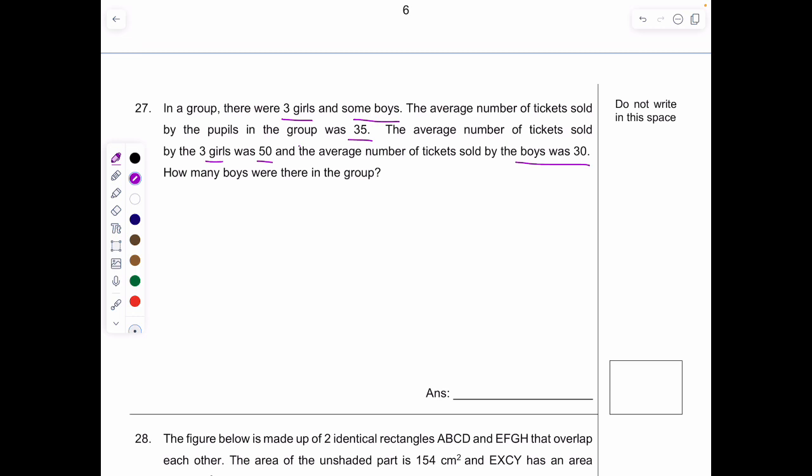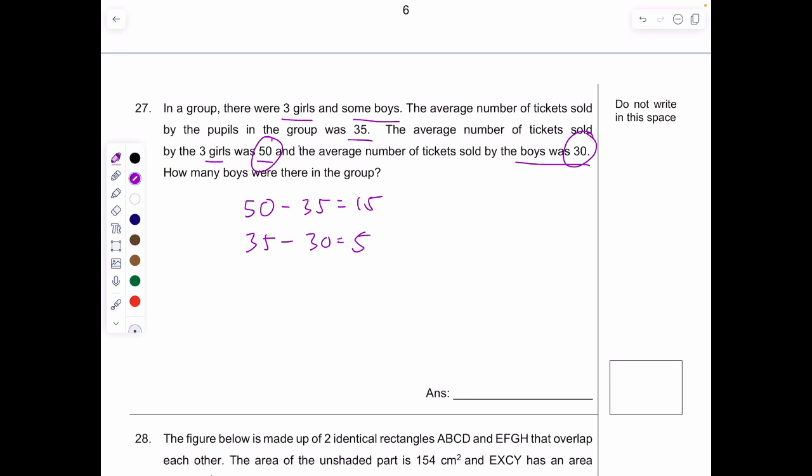So for this one, the first step was to take the girls. Okay, so the girls actually sold more. So we subtract away 35, this 15. So 15 is basically how much the girls actually earned more. Okay, and then after that, we take 35 minus away 30, which is actually what was sold by the boys. So that we know that this 5 is basically what the girls have actually sold more.